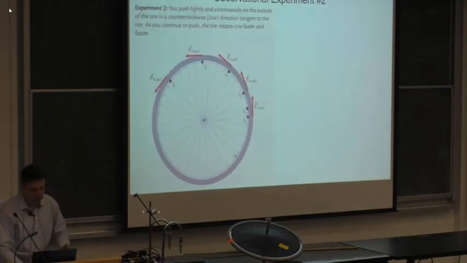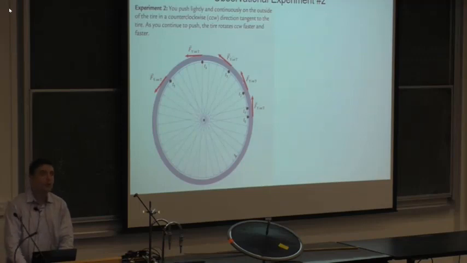So the next experiment is when I started trying to rotate it. So I apply a constant force. I push lightly and continuously on the outside of the tire. And these little dots are showing a motion diagram: T0, T1, T2, T3, T4, and T5. The interval of time between any two adjacent dots is the same, like ticking off the seconds. So what that means is that it starts off moving slowly, and then it speeds up more and more and more.